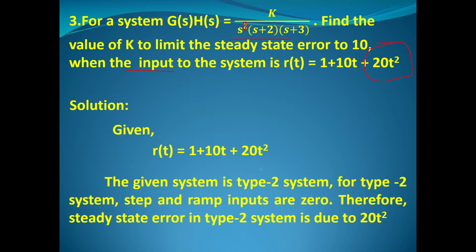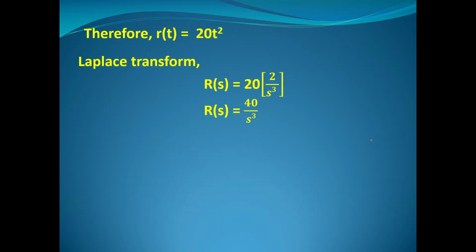So you have to consider only that part. So I hope you have written this slide. Okay, I hope you have written whatever is on this slide. So what is our input now? Only r of t is equal to what? 20 t square. So write down.